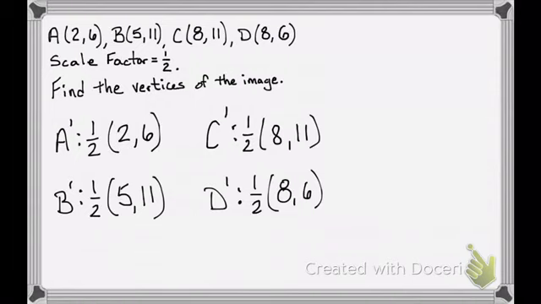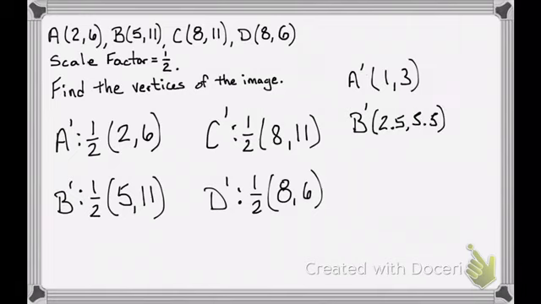So A prime will be at the coordinate 1, 3. You know what, I don't need those colons, so let's just get rid of that. A prime is 1, 3. B prime, well, when you do half of 5, 11, you get some decimals. Don't be afraid of decimals. 2.5 and 5.5. That happens. C prime, you're going to get some decimals and some not. Half of 8 is 4. Half of 11 is 5.5.